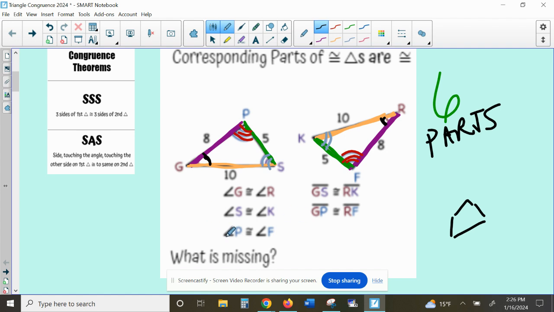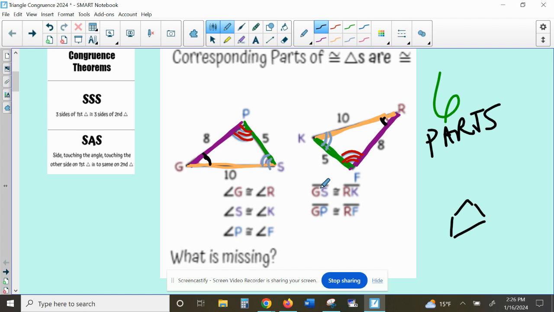Okay, so there is a question on here. What is missing? If you take a look at this, clearly there are only 1, 2, 3, 4, 5 parts. So they're asking you, what is the missing one? What piece is missing here? It looks like they have G matching the R, and they have angle S matching angle K. They have angle P matching angle F. And so it looks like all the angles are taken care of. Now, clearly we're missing one of the sides.